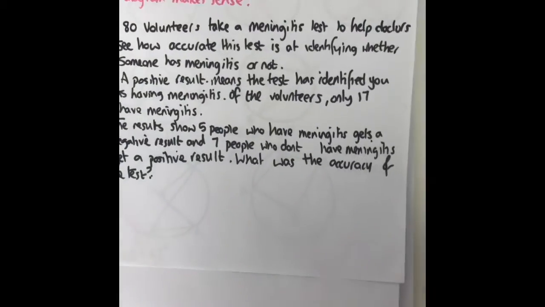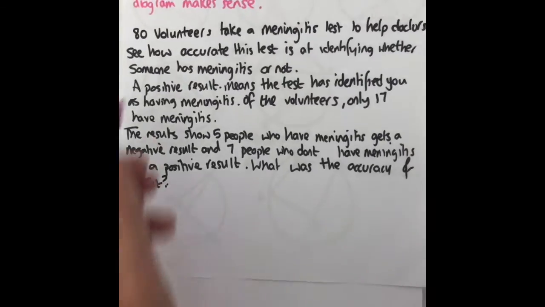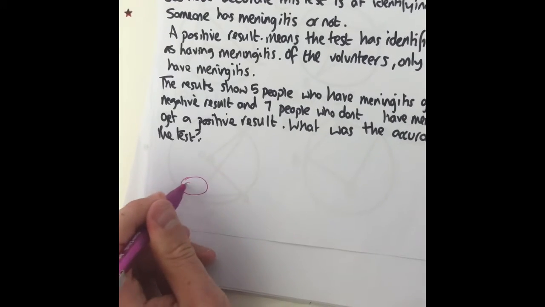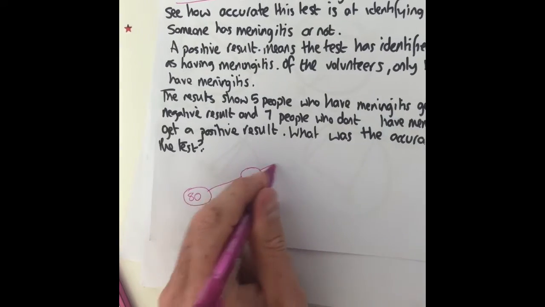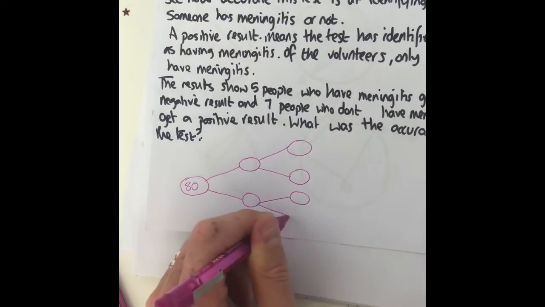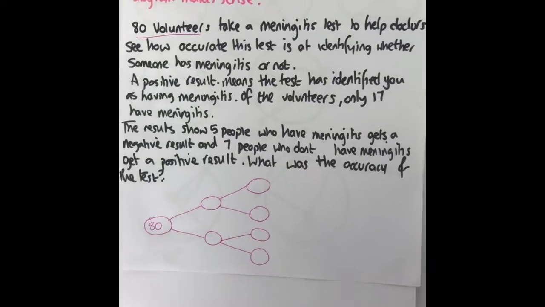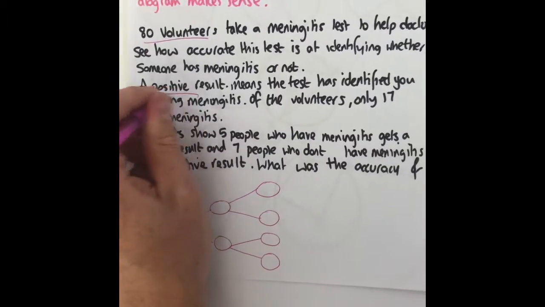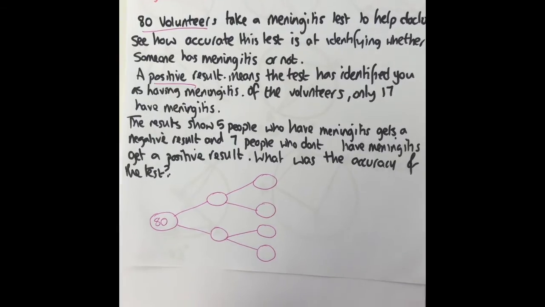Second one, now this is quite a long question again. So let's go through and underline, highlight the things that are important. So there's 80 volunteers. I'm going to start with my diagram and do a circle with 80 in. And I know I'm going to have 2 circles off there, and I know I'm going to have 2 circles off there, and then 2 circles off there. Okay, so this is about taking a meningitis test to help doctors see how accurate this test is at identifying whether someone has meningitis or not. A positive result means the test has identified you as having meningitis.